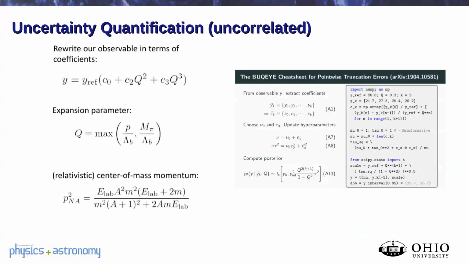Now, since I'm here and I have been asked already about error analysis, let's do error analysis. We have done it, okay? Basically we did the Buckeye approach, where you rewrite your observables as some reference state and an expansion in an expansion parameter Q. We chose this one here, which is a relativistic momentum. This is kind of that cheat sheet.